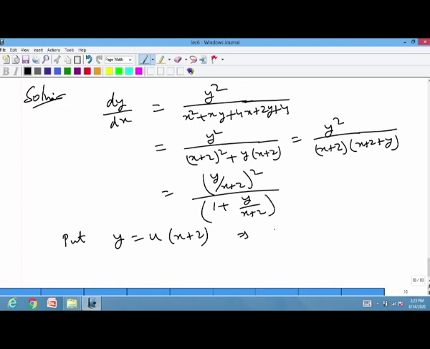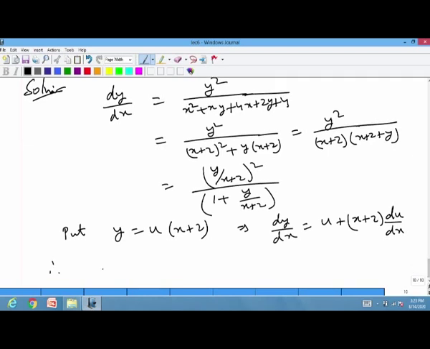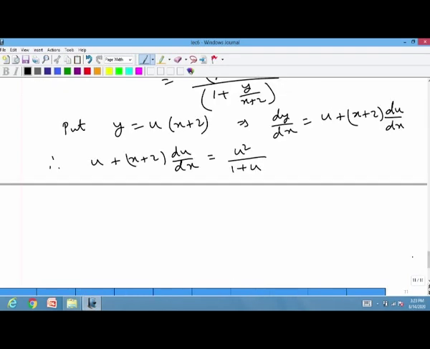This will imply dy/dx is u + (x+2) du/dx, and therefore we have u + (x+2) du/dx equal to u^2/(1+u). So this implies (x+2) du/dx is equal to u^2/(1+u) minus u, which is equal to -u/(1+u).